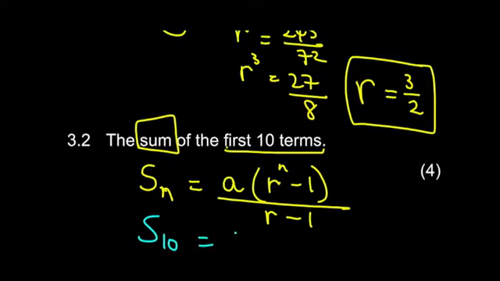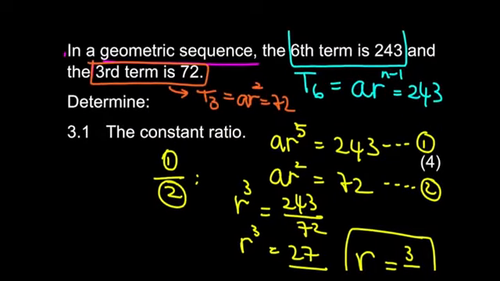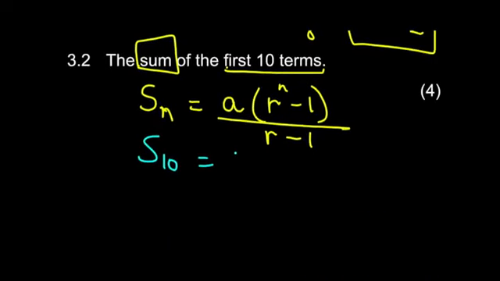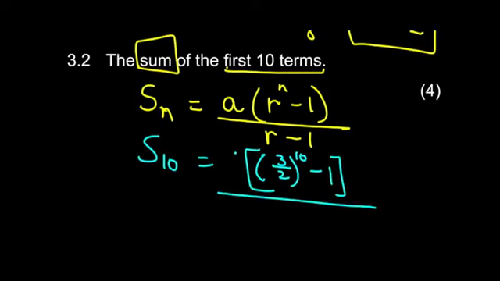So A, I don't think I've worked out A yet, no. So we need to work out A first. So A multiplied by, we have worked out R, it's 3 over 2 to the power of 10 minus 1, and we need to multiply that by A, we're coming to that in a moment, divided by 3 over 2 minus 1.